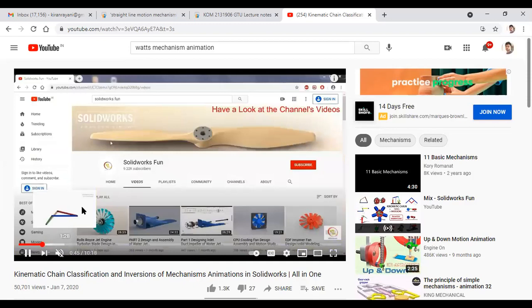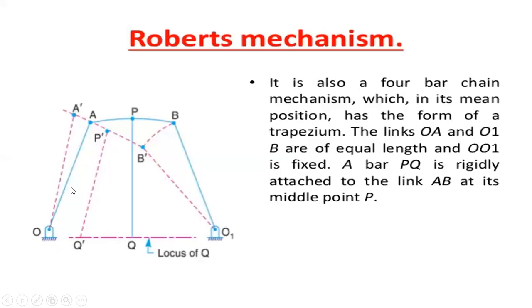A bar PQ is rigidly attached to the link AB. So this is called the intermediate link, and this is attached to AB at the middle point P, in which its movement is taken as a straight line. So OA is one link which is called a lever, and O1B is another link which is equal to the length of link OA, and PQ is the intermediate link which is fixed to the points A and B, in which it is connected at the middle point P.